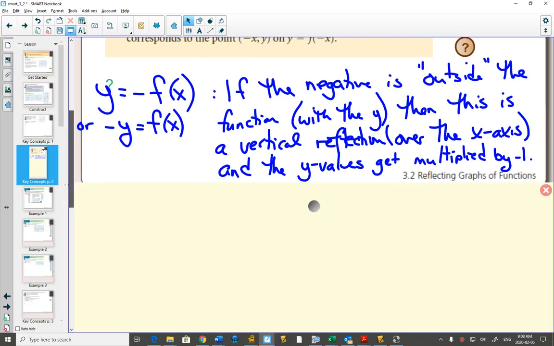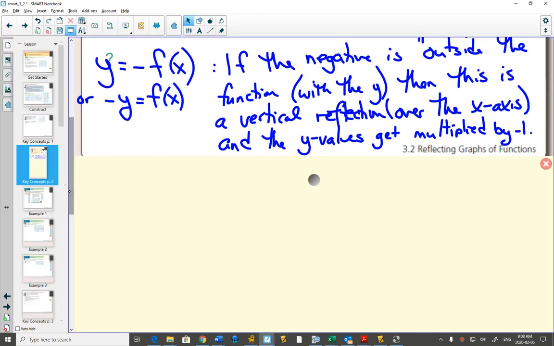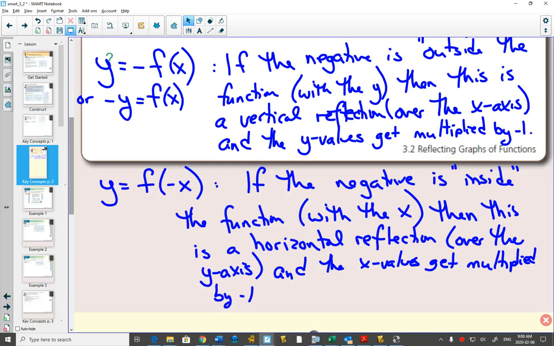Okay? So we can write similar notes that we had here before, that if the negative is inside the function, it's with the x. And in this one, you wouldn't be able to move that negative to the other side of your equation because it's inside your function. Then this is a horizontal reflection. You're going over the y-axis. And now all that's happening is your x values are getting multiplied by a -1.